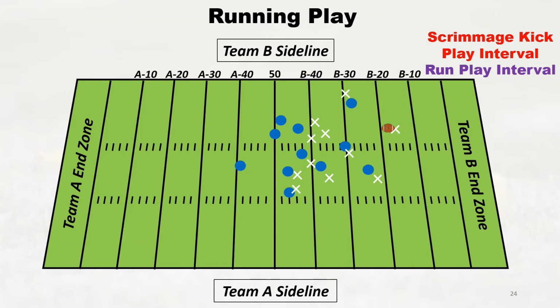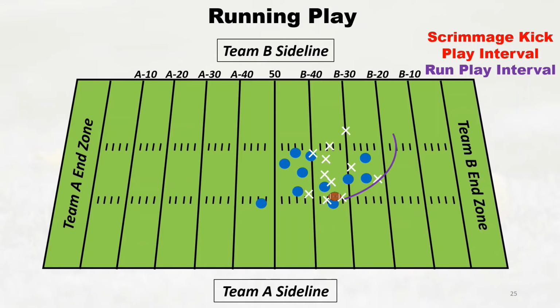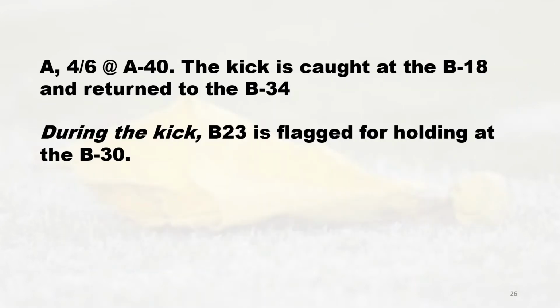Now it turns into a running play. He makes a return, and then he gets tackled. Pretty basic, simple punt play. We've seen it 1,000 times. Now let's strip away all the extra information that we don't need and start to add in some fouls.